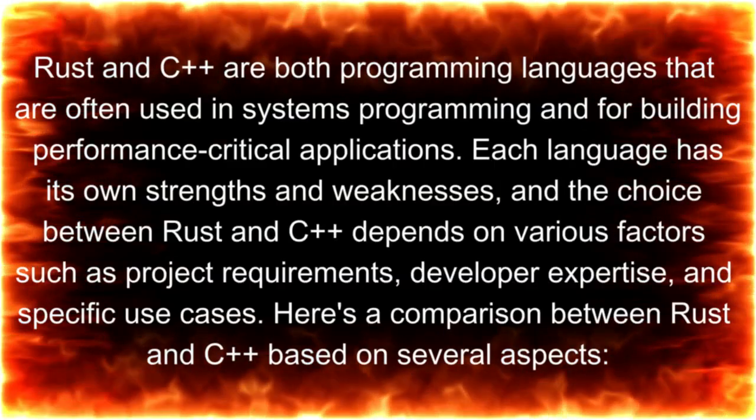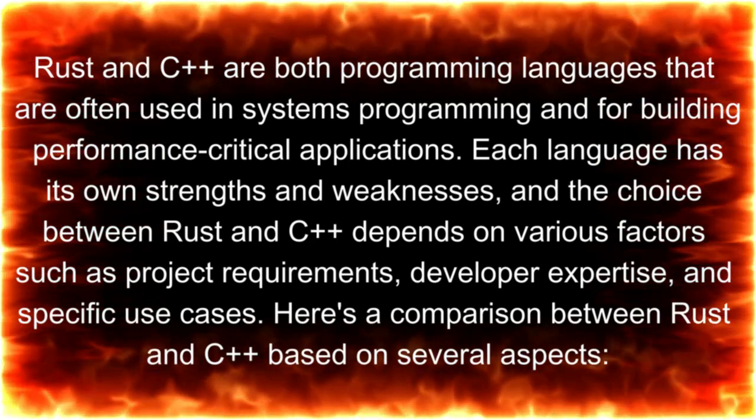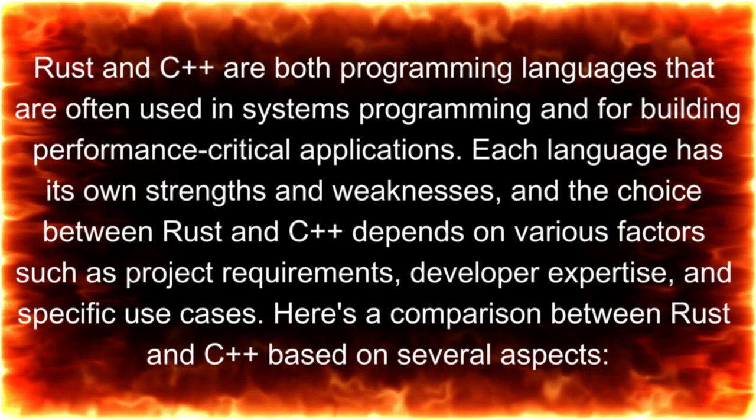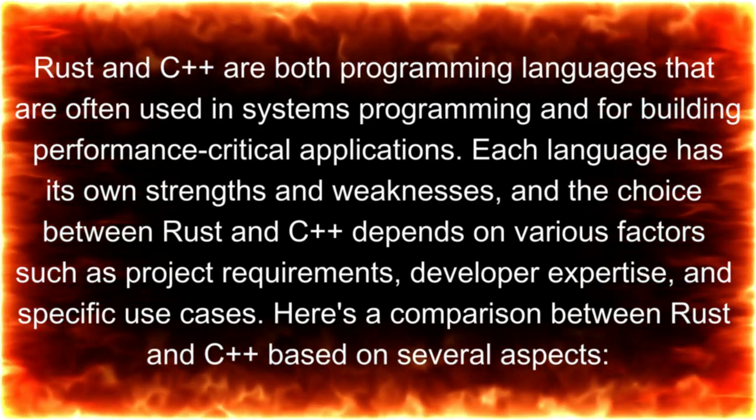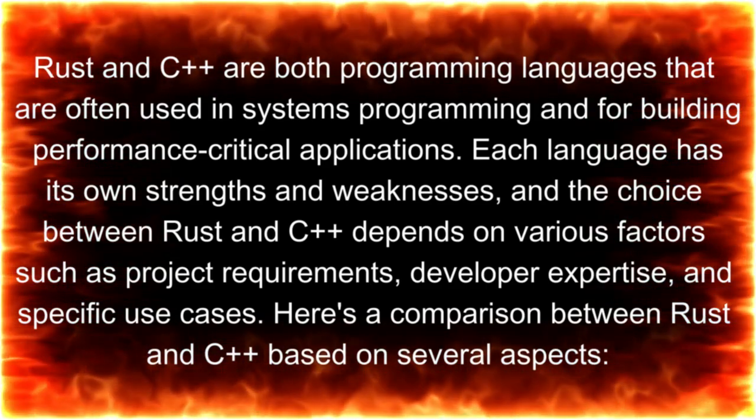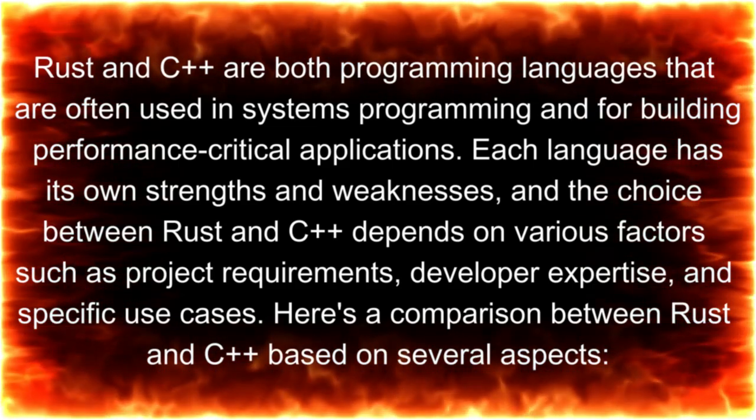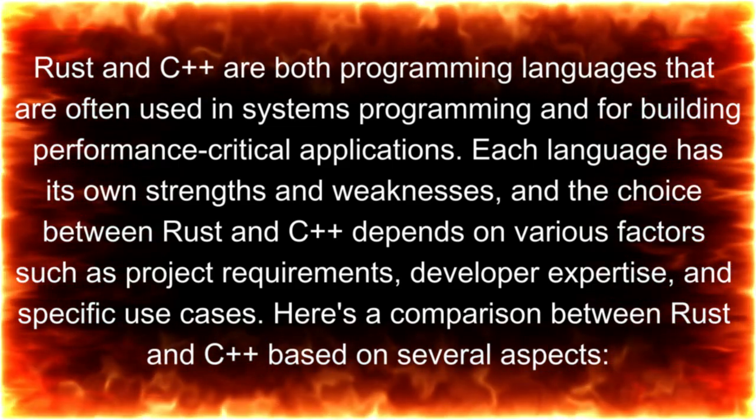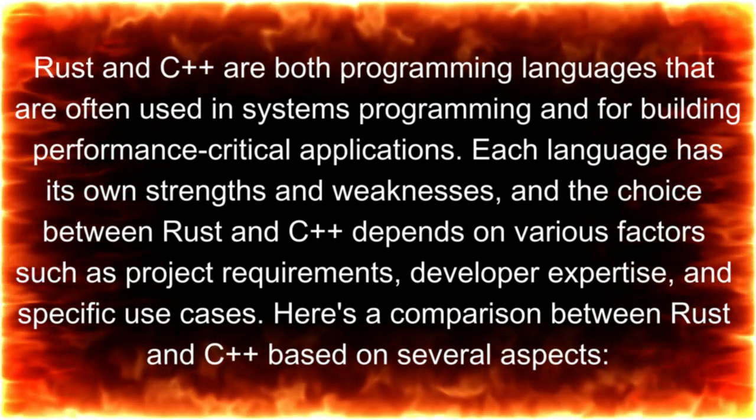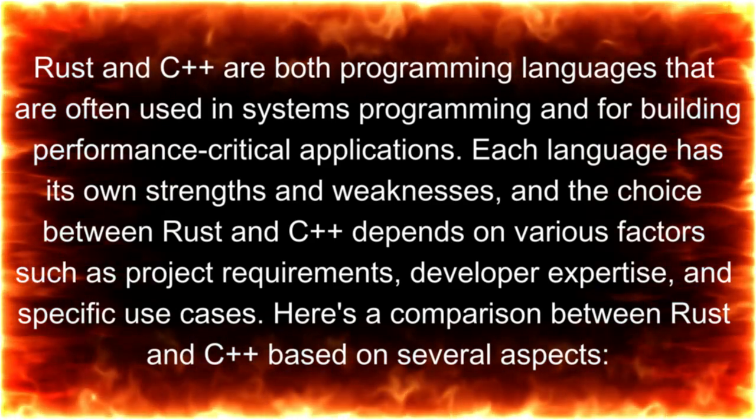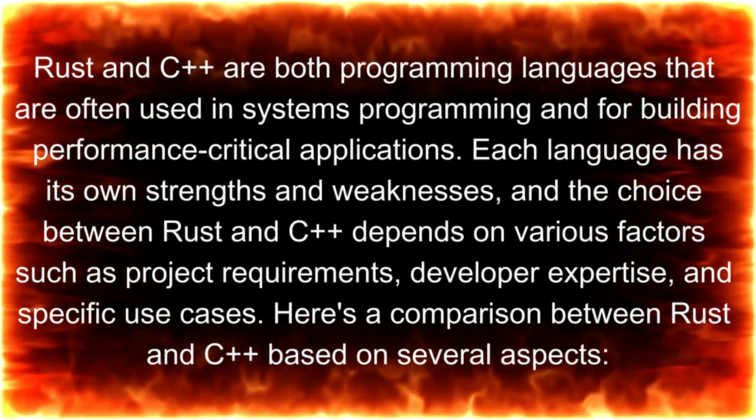Rust and C++ are both programming languages that are often used in systems programming and for building performance-critical applications. Each language has its own strengths and weaknesses, and the choice between Rust and C++ depends on various factors such as project requirements, developer expertise, and specific use cases. Here's a comparison between Rust and C++ based on several aspects.